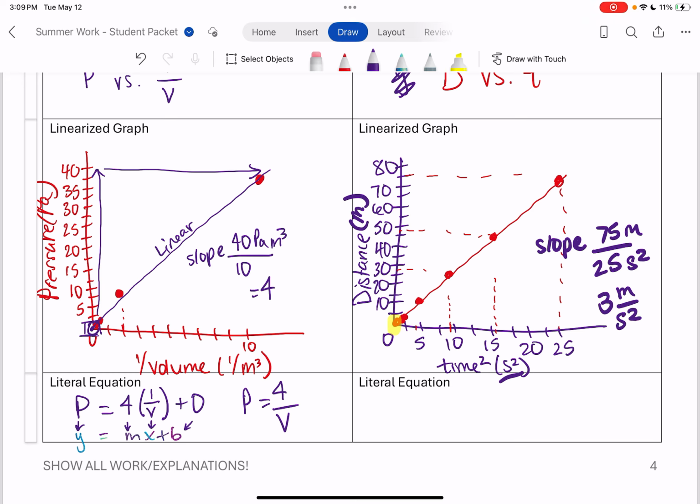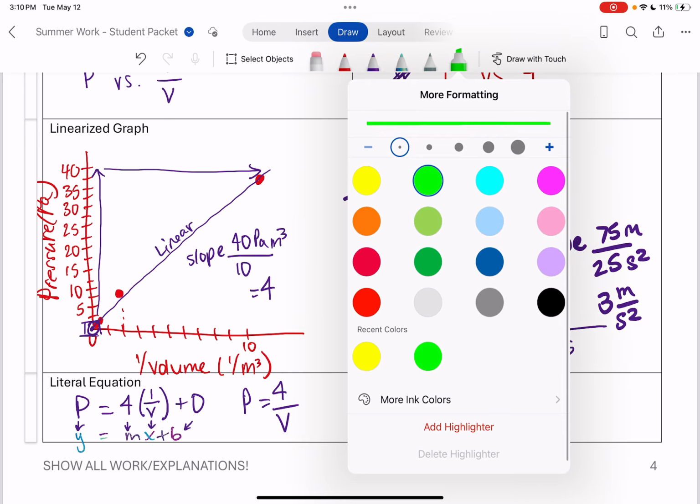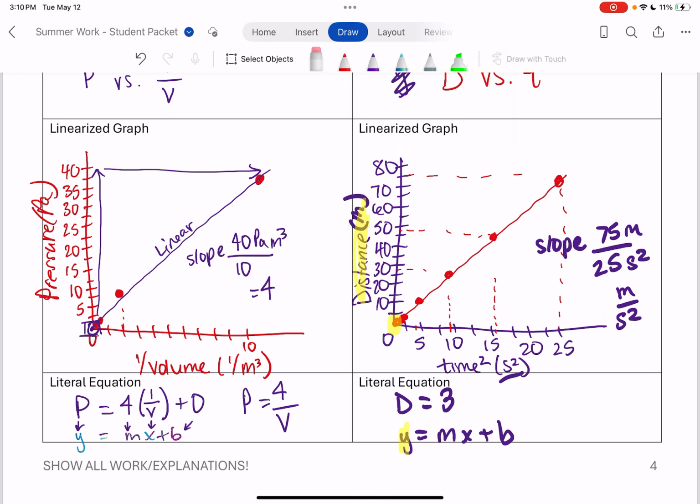Now we can write our equation. Instead of y equals mx plus b, we're going to write a literal equation. So think about what's on our y-axis. That would be distance. So I'm going to put d equals my slope, which was 3. Oh no. I was trying to be nice and neat with the colors. Obviously that failed. That's going to be my slope.